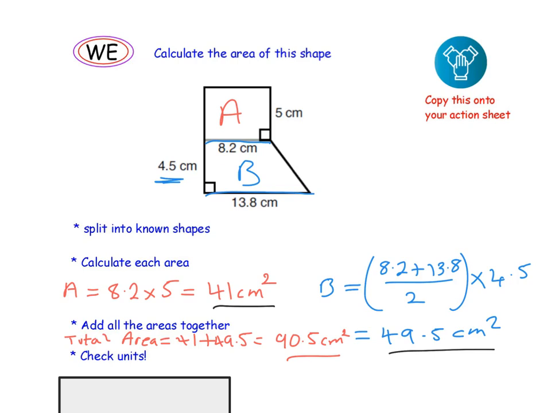Now I should have said at the start, as is highlighted at the top of this, this is the worked example, this is the we do, we've just done it together. You need to copy this onto your action sheet. So copy down the question, copy down the diagram, copy down the blue explanatory notes, and copy down our calculations. You'll need to pause the video, give yourself a bit of time to copy that. So copy that into the first box on your action sheet. Do that now, please.